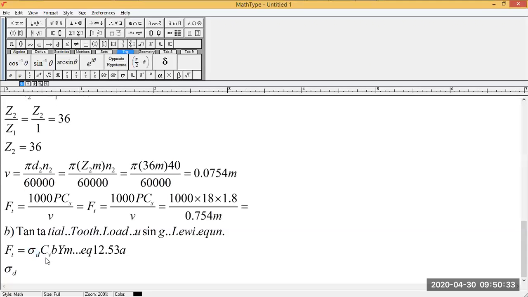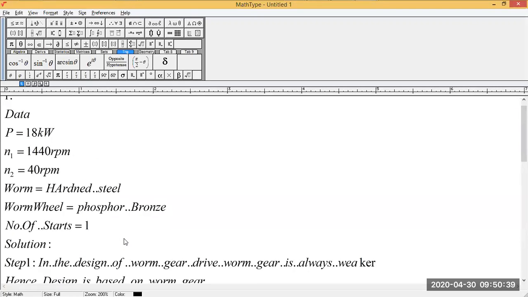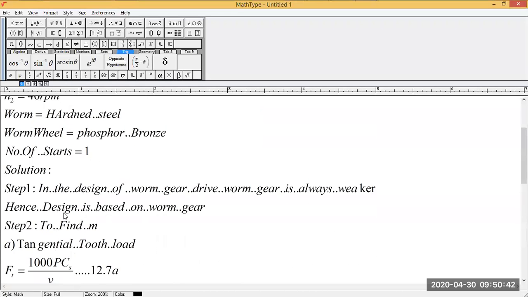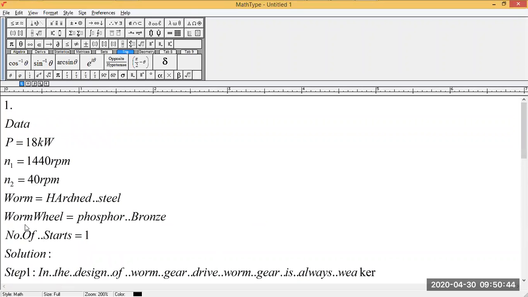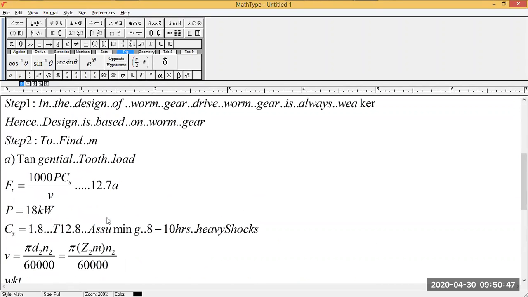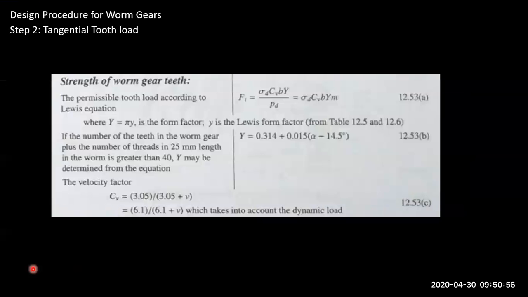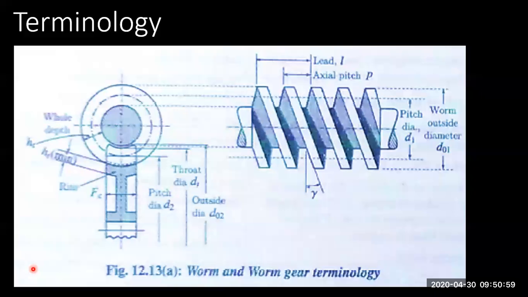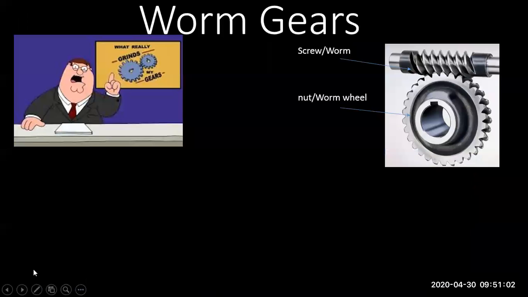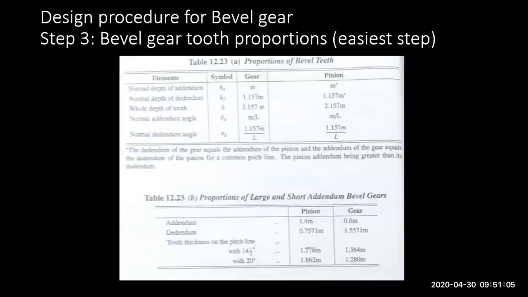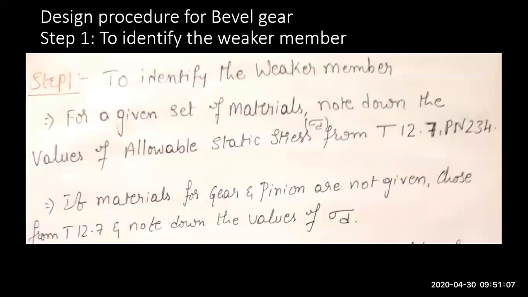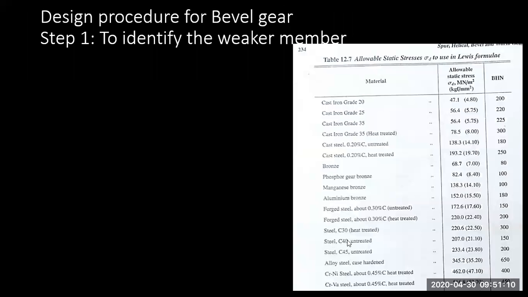So sigma d is, what was the material for sigma d? Again, we are calculating for 2. Make a note, we are calculating for the worm wheel. D2 is phosphor bronze, so we'll subscript that also. This d2 is the material, phosphor bronze. I think we can see in this table phosphor bronze gear.